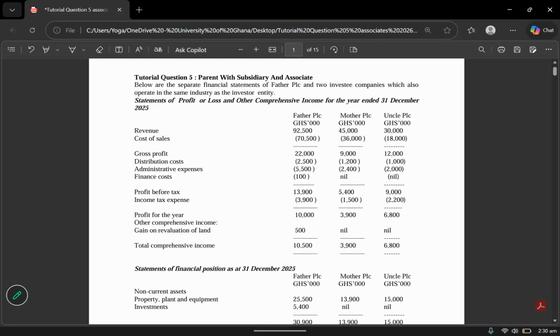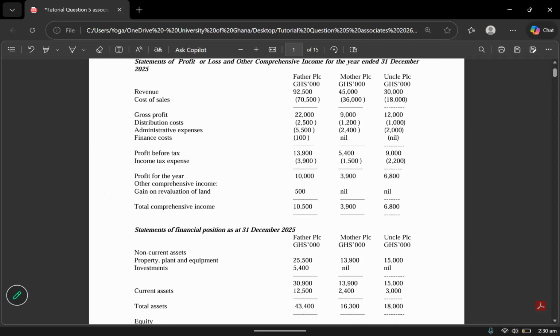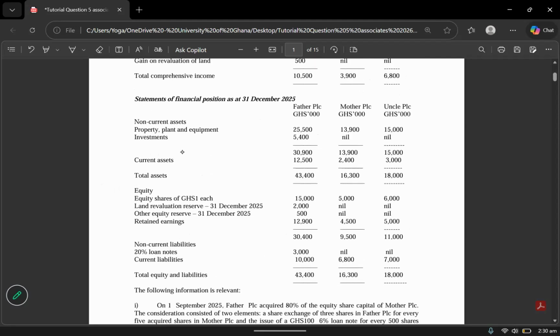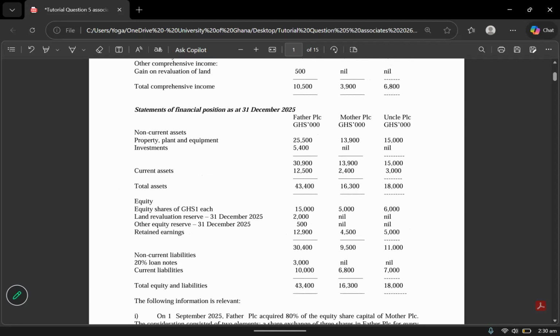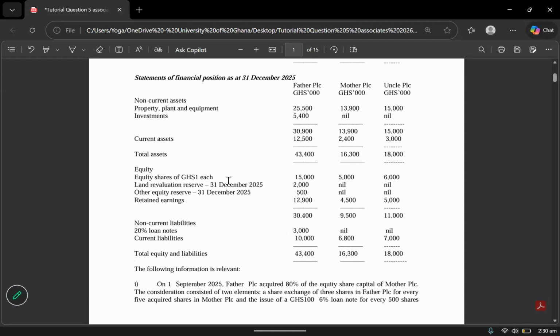All right, so this is a statement of financial position. You have revenue, cost of sales, gross profit, distribution cost, administrative expense, finance cost, and so on down here. And then in the statement of financial position, we have property, plant, and equipment. We have investments. When we come to the equity side, we have the reserves.